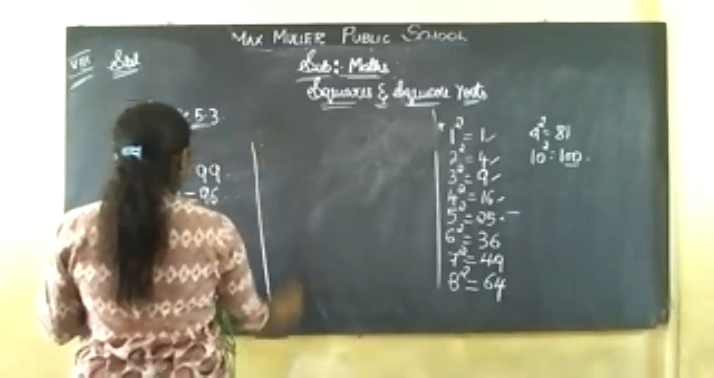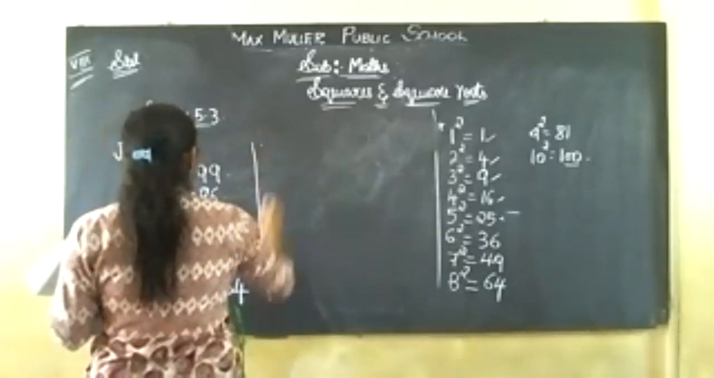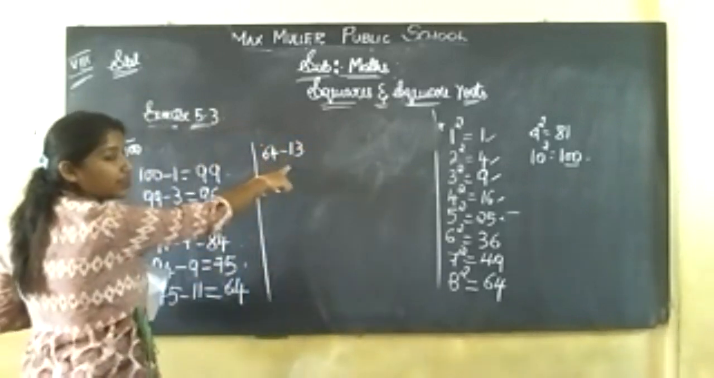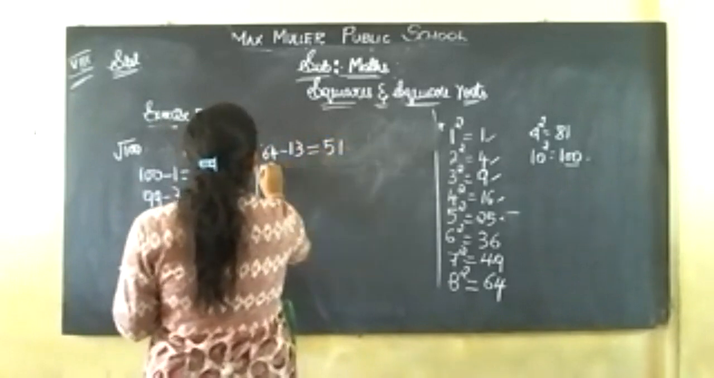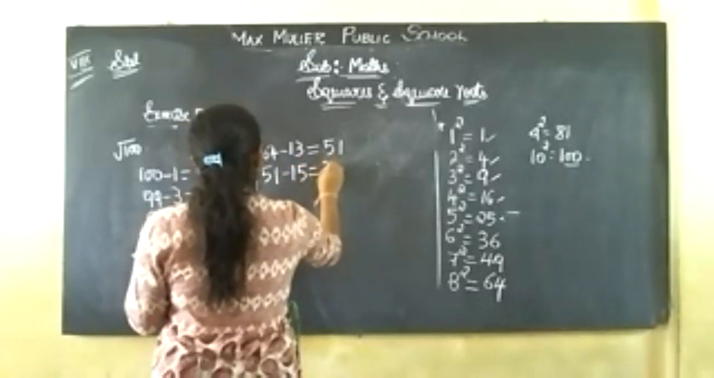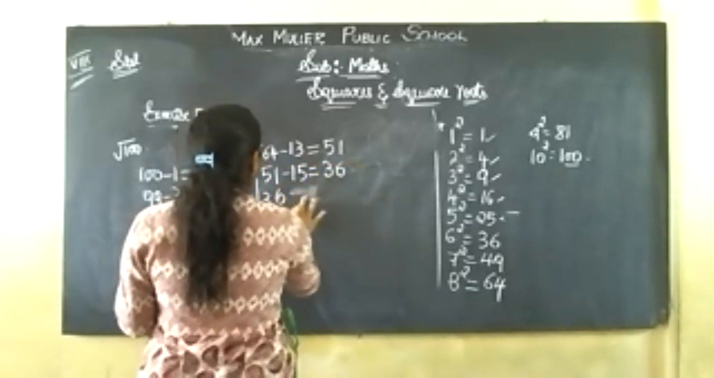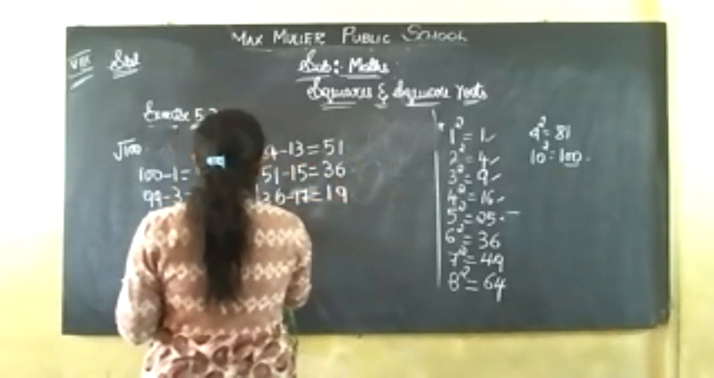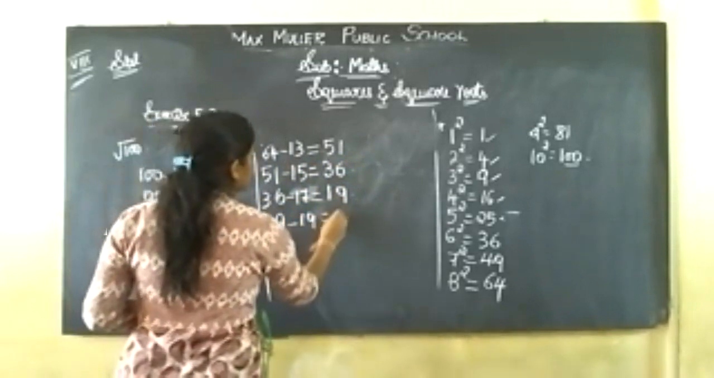And then, till you get the number 0, you have to solve. 64 minus 13. After 11, the next odd number is 13. You will get 51. And 51 minus 15, it is 36. And 36 minus 17, it is 19. And 19 minus the next, 19, it is 0.